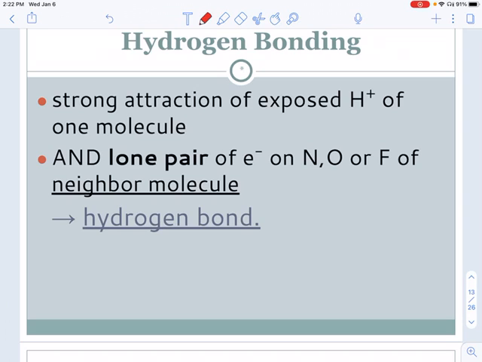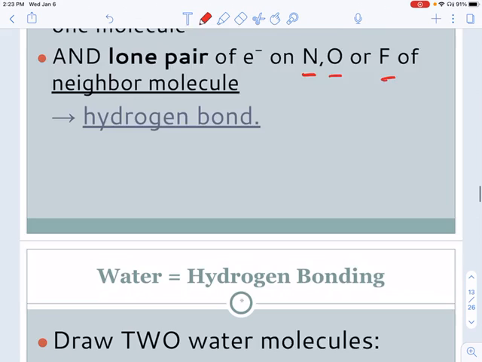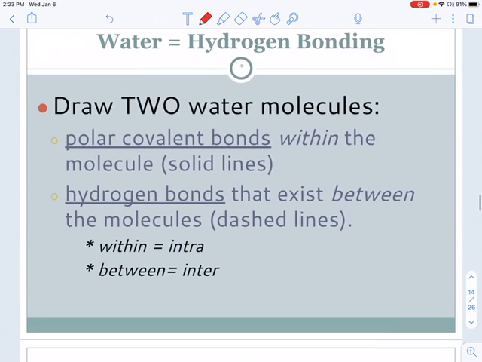The actual attraction that occurs is between the exposed positive hydrogen and the lone pair on any one of these three elements: the lone pair on nitrogen, the lone pairs on oxygen, or the lone pairs on fluorine. So how can we draw this? How can we draw a hydrogen bond?